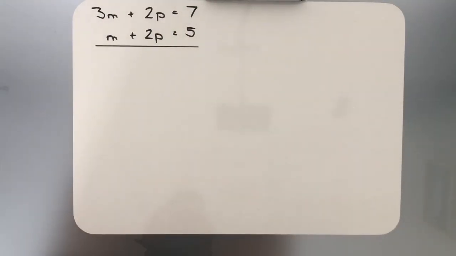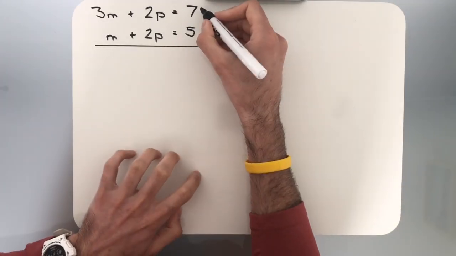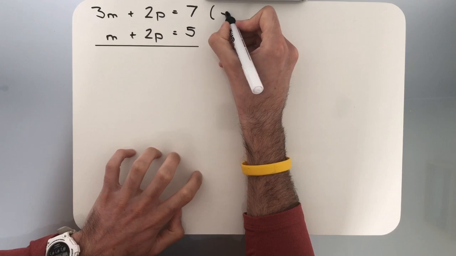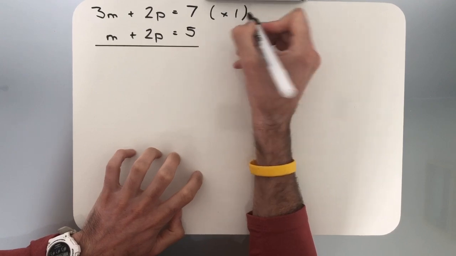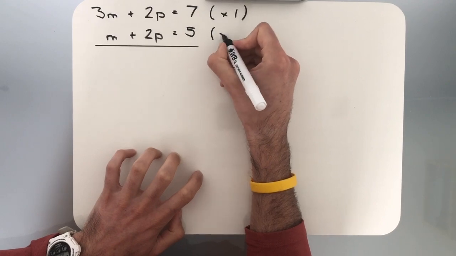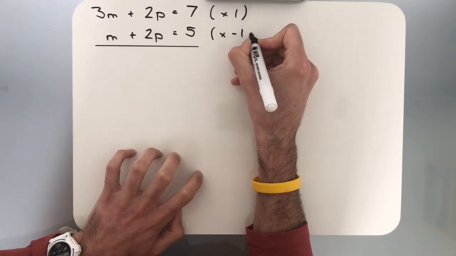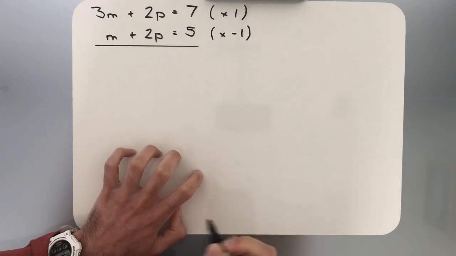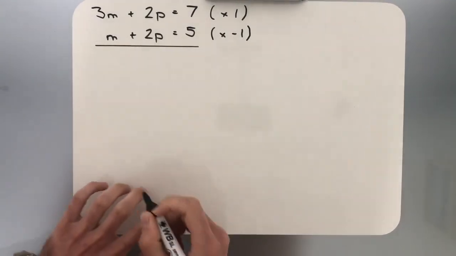Now what we're going to do here is we're going to scale up one of the equations. So the top equation, I'm just going to keep that the same. I'm going to multiply it by 1. The bottom equation, however, I'm going to multiply that by -1. Now you'll see the reason I'm going to do this after I follow through it.